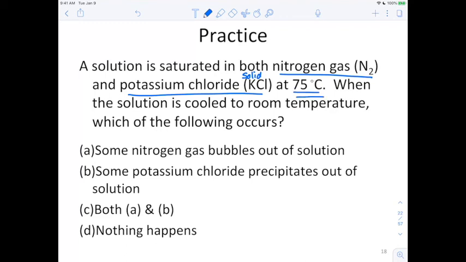Then what we're going to do is cool down the solution to room temperature, and I want you to think about which of the following would occur. A: some nitrogen bubbles out of solution. B: some potassium chloride precipitates out of solution, that means it forms a solid. C: both A and B. Or D: nothing happens. So let's take a minute or two, give this a shot. Those of you who are brave, feel free to put what you think into the chat box, and we'll talk about it together.